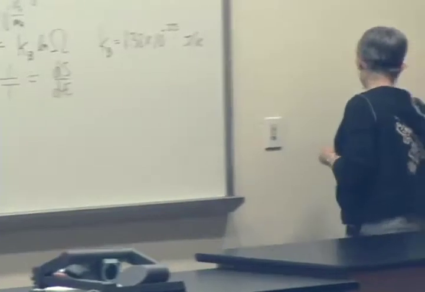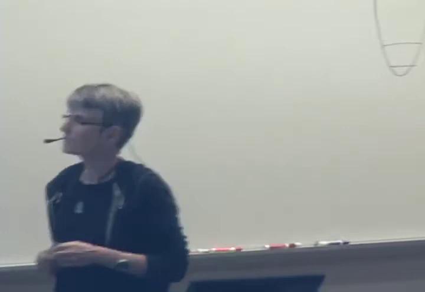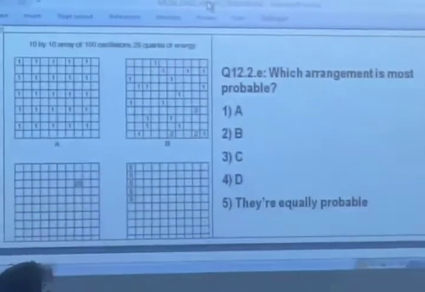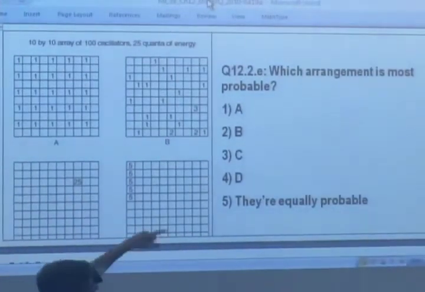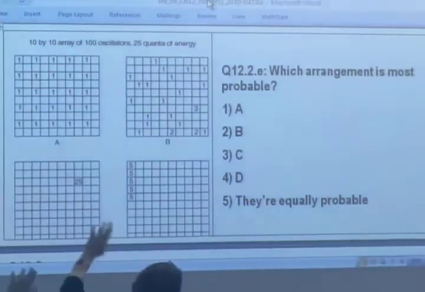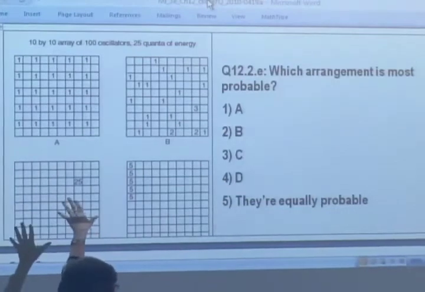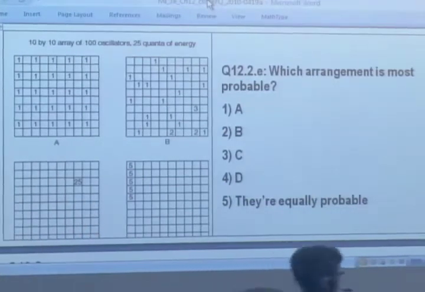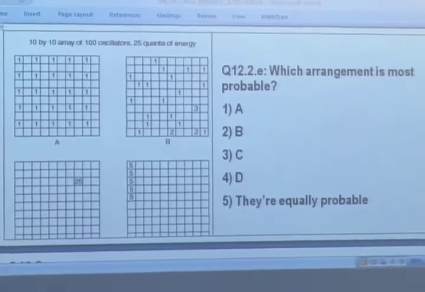And what this is, it's a little bit different than the representations we've been using, but the idea is that we've got a particle that's got 100 oscillators in it, which is 33.3 atoms. And so we're representing each oscillator just by one box in this matrix. And we have 25 quanta of energy to distribute throughout it. And the question is, which of these arrangements of energy is the most probable?